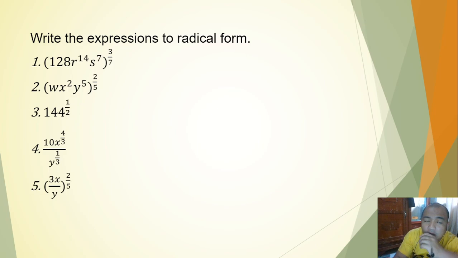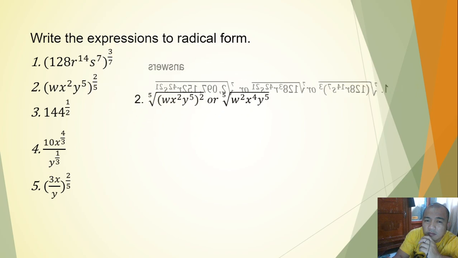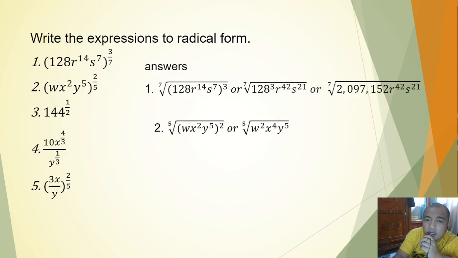Meron pa, write the expressions in radical form. Number 1, answer is yes. The 7th root of 128 r to the 14 s to the 7 cube, or simplify, 128 cube r to the 42 s raised to 21, or 2,097,152 r to the 42 s raised to 21 power, cube root of 7. Number 2, the fifth root of w x squared y to the fifth squared, or the fifth root of w squared x to the 4th y to the fifth.